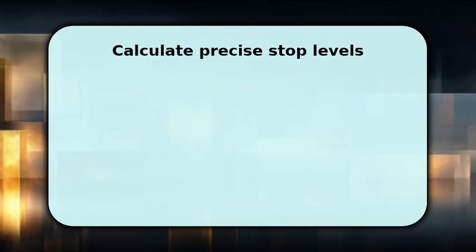Now you compute the precise stop level and position size. Measure the entry to stop distance in dollars or percent, then use ATR or nearby technical levels, support, resistance, or trend lines to justify that distance. This explains why the stop sits where it does.